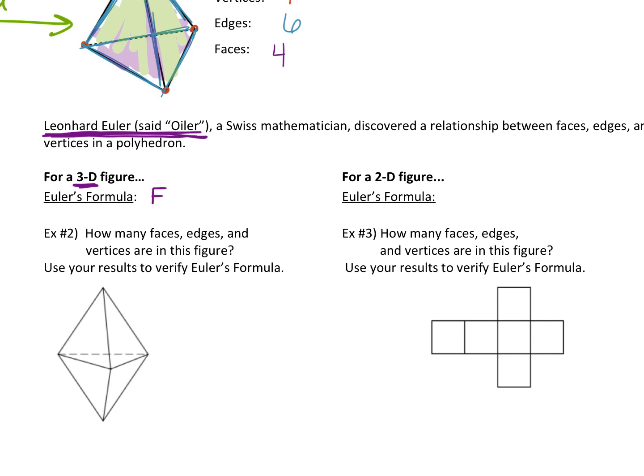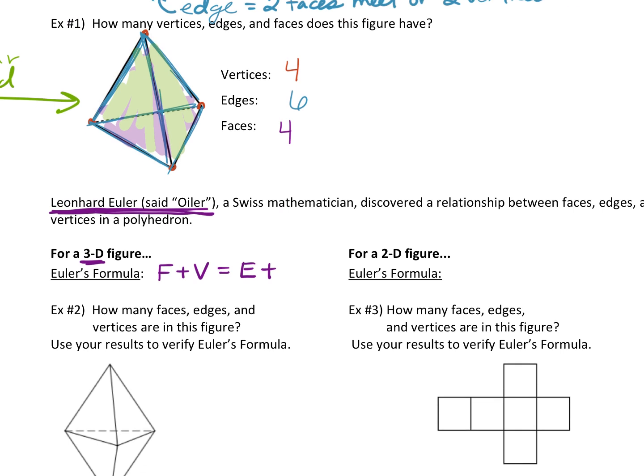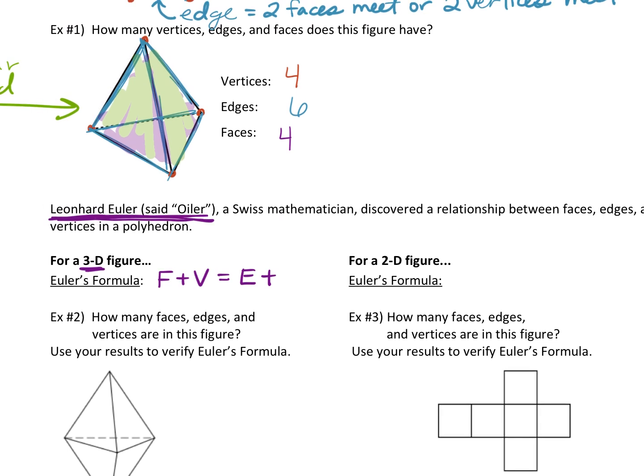You take the faces plus the vertices, and it will always equal the edges plus something. Now take a look at the figure up above. If you take faces plus vertices, it would have to equal edges plus what? Someone said it's positive 2. Someone said negative 2. Edges plus 2, right? Faces plus vertices, so 8 equals the edges, 6 plus 2 would make it 8, right? So faces plus vertices will equal edges plus 2.